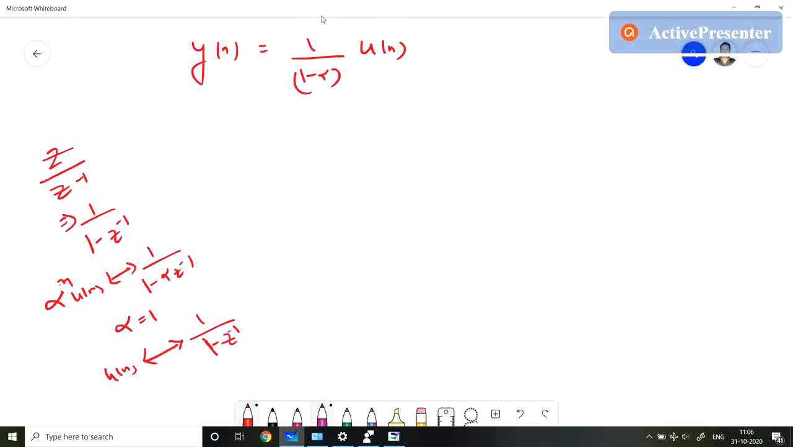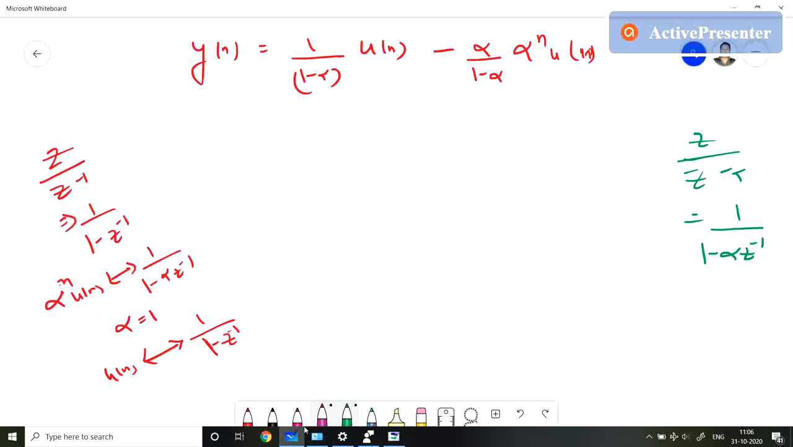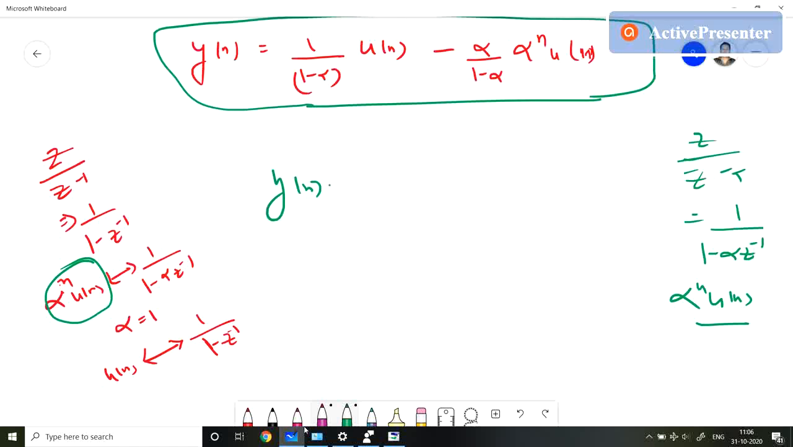So we can write it simply as u(n), and the second part is alpha divided by 1 minus alpha, it is alpha raised to the power n u(n). So this is the z transform of z divided by z minus alpha, because z divided by z minus alpha is equal to 1 divided by 1 minus alpha z inverse, so it is alpha raised to the power n u(n), just like here. So finally y(n) is given as 1 divided by 1 minus alpha, divided by 1 minus alpha.